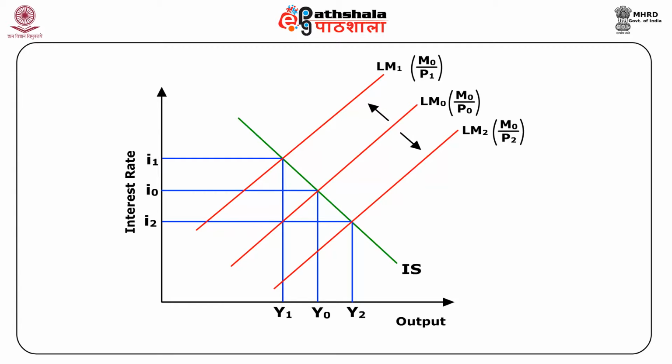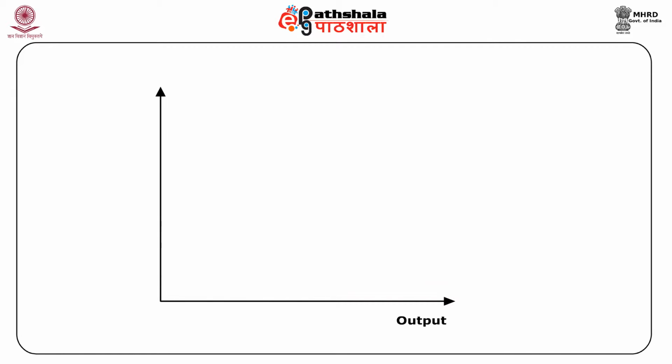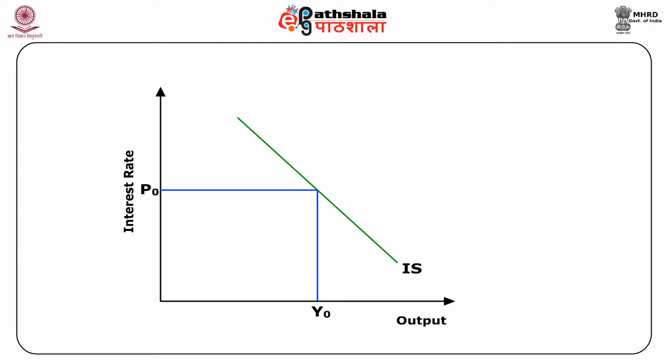What does this tell us about the relation between the aggregate price level and output? As price increases, real money supply is reduced. The LM curve shifts to the left and equilibrium output is reduced. We are now ready to derive the aggregate demand relation. But before that, let us recall the previous diagram, where initially price level was P0 and equilibrium output was Y0.